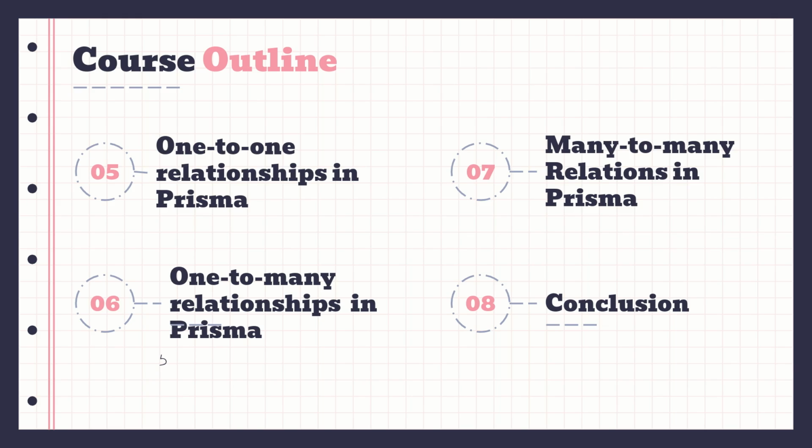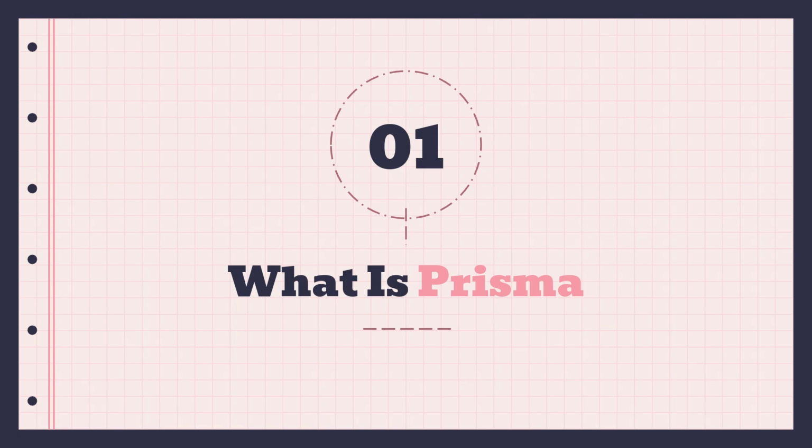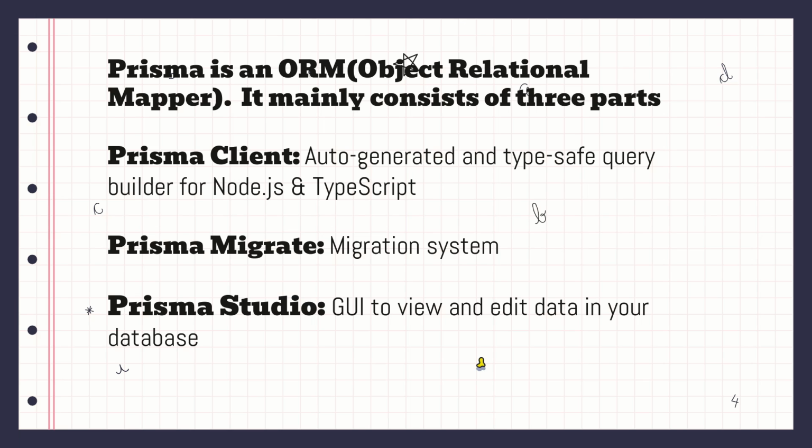The first thing I want to know is, what is Prisma? Prisma is an ORM. ORM stands for object relational mapper. If you know what an ORM is, don't worry, we'll cover the ORM in the next slide. It mainly consists of three main parts. There's the Prisma client, which is an auto-generated and type-safe query builder for Node.js and TypeScript. It is type-safe, meaning that it's built on top of TypeScript, so it gives you the type-safe functionality.